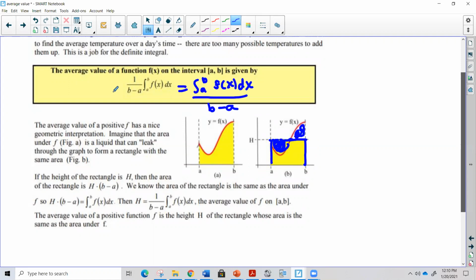So when we use this formula, I'm finding the average height of my function, this average h value. The area of the rectangle is the same as the area under f. So h times b minus a equals the definite integral from a to b of f of x dx. If you solve this formula for h, you get the formula for average value: 1 over b minus a times the integral from a to b of f of x dx. That's called the average value of f on a to b.